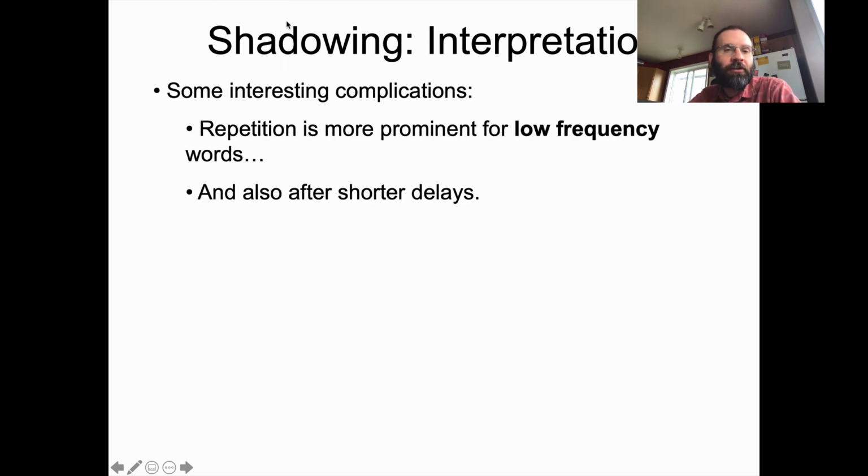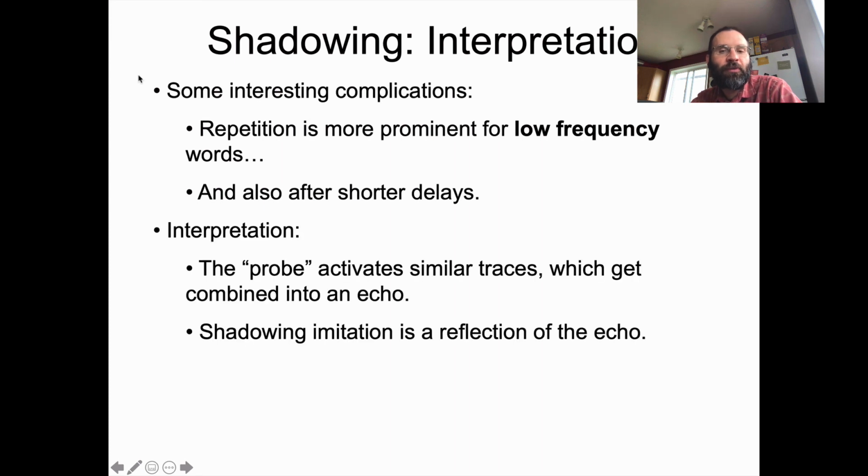So the interpretation: there are some other interesting complications for the results of this Goldinger study, which are kind of fun to think about. Their repetition effects, where the B tokens became more similar to the X tokens, were more prominent for low frequency words and also after shorter delays. So this is where that echo comes into play, where you're merging the faces together into one average face, or maybe their sounds together into one average sound. The incoming probe, the incoming example of speech that you hear, has more of an effect on how you repeat things if it's a low frequency word.